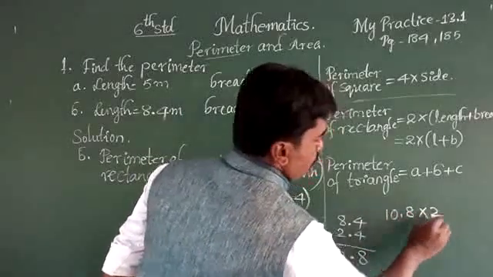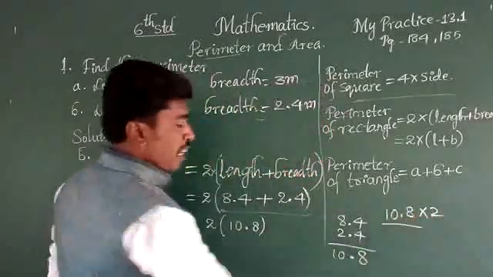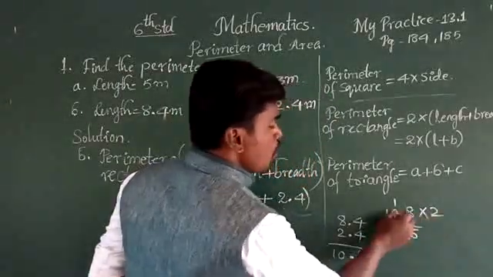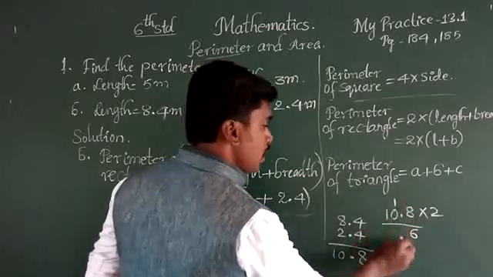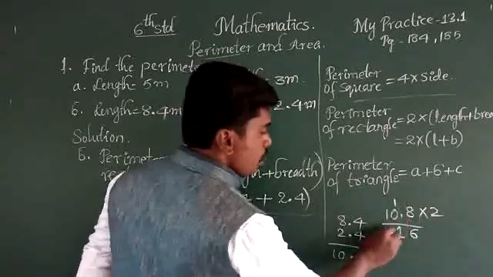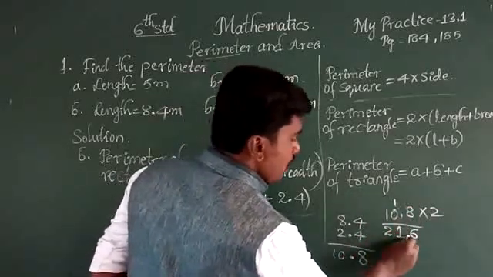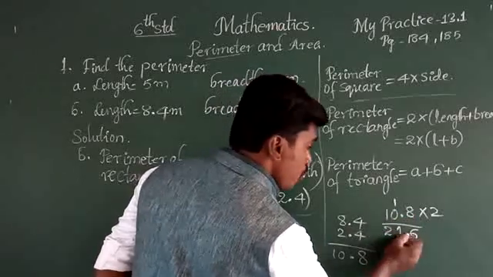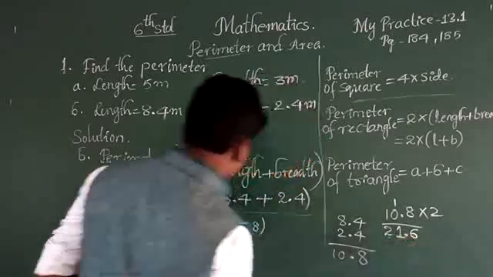10.8 into 2. 2 8s are 16. Write 6, 1 carry. 2 zeros, it is 0 only. 0 plus 1 is 1. 2 ones are 2. What is the answer here? Put the decimal point after one digit from the right. So 21.6.